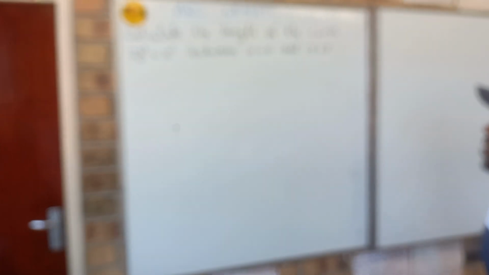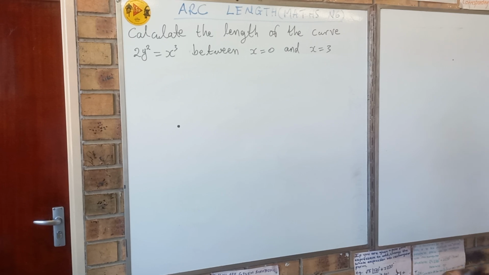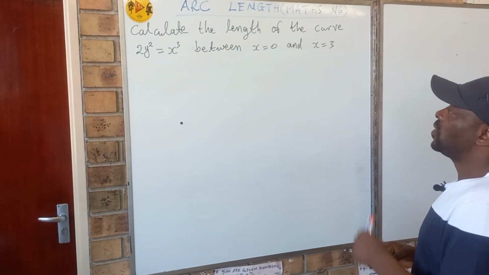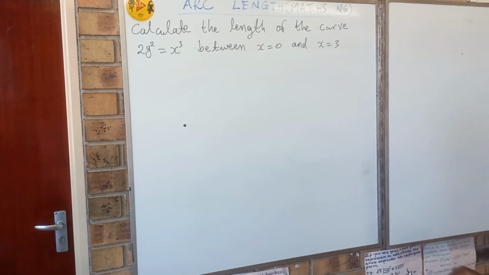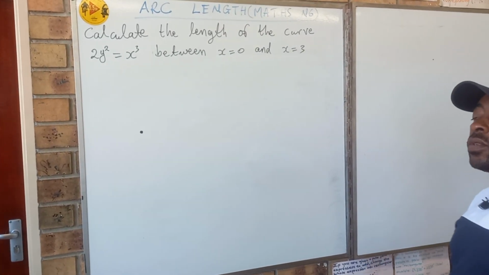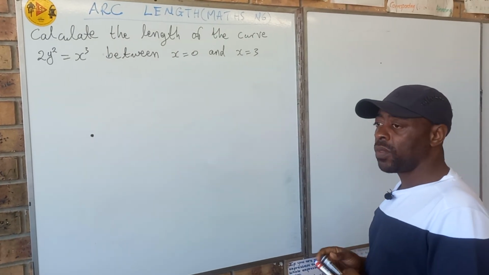Hey, ladies and gentlemen, today we'll look at arc length, how to calculate the arc length in Math 6. So the question says calculate the length of the curve 2y squared equal to x cubed between x equal to 0 and x equal to 3.